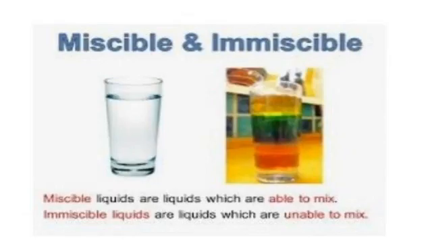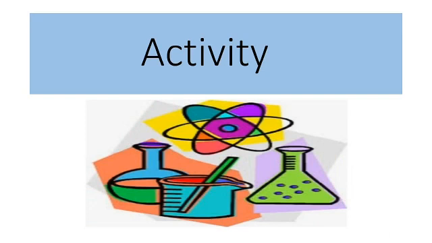Miscible and immiscible liquids. Miscible liquids are liquids which are able to mix. Immiscible liquids are liquids which are unable to mix. Now we will see another activity to understand about miscible and immiscible liquids.